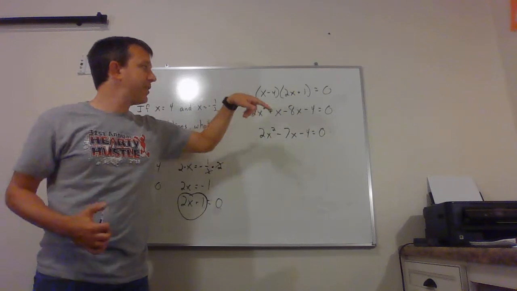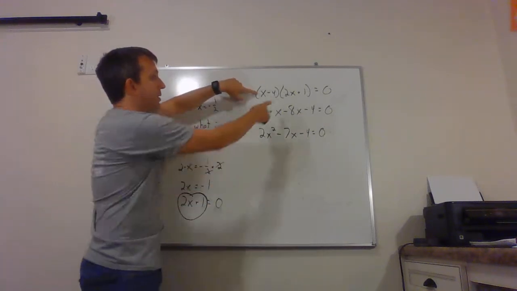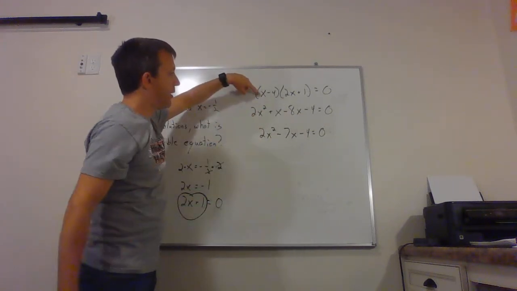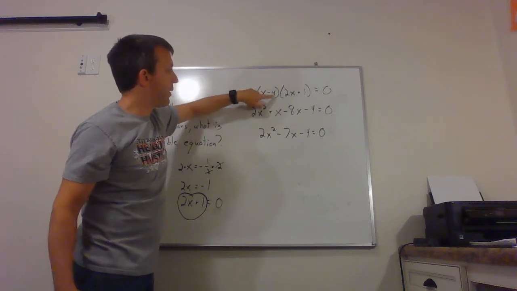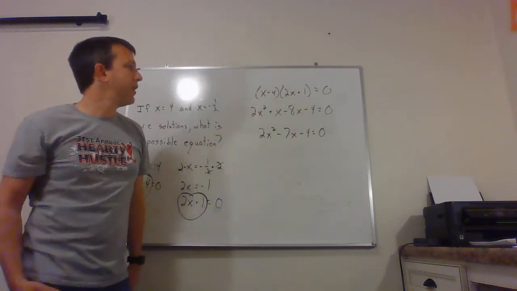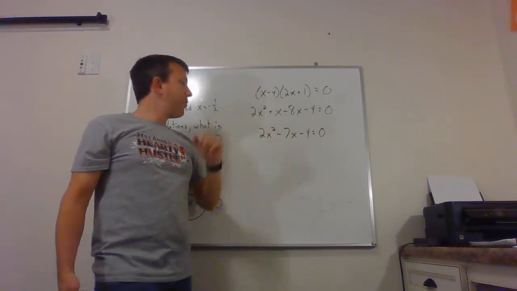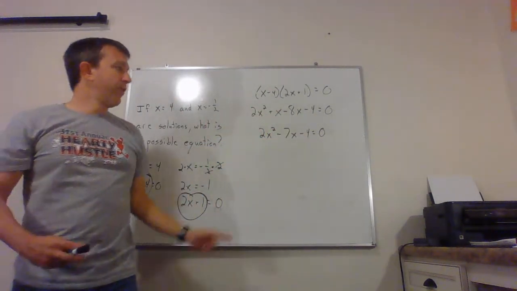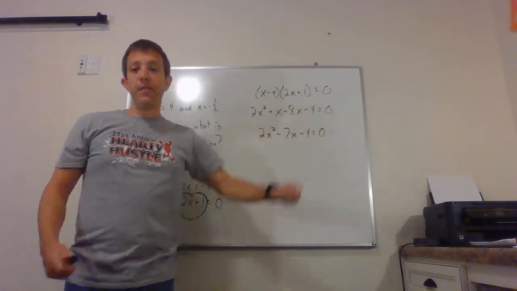I don't want the parentheses, so I go ahead and multiply it out. X times 2x is 2x squared. X times 1 is x. Minus 4 times 2x is minus 8x, and minus 4 times 1 is minus 4. Clean up the mess a little bit, you get 2x squared minus 7x minus 4. Don't forget to leave it equal to 0.